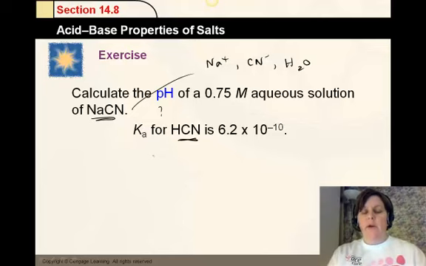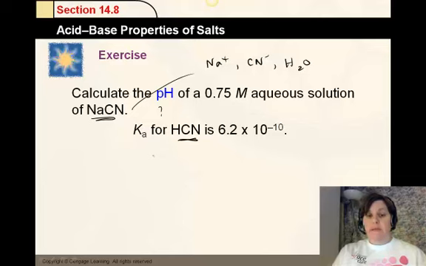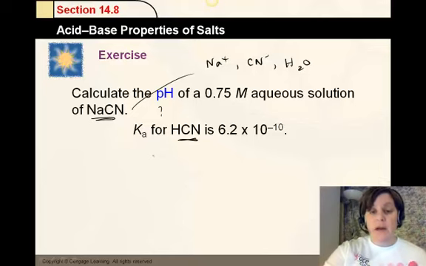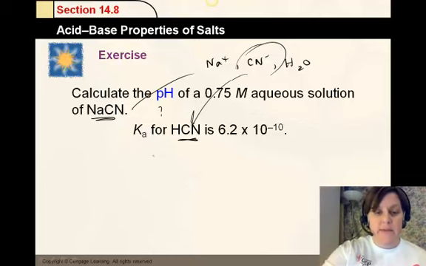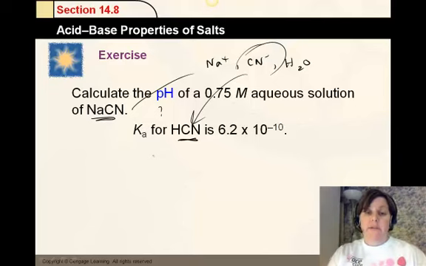So you have to figure out which one is going to be the major contributor of the pH here. And you might say, well, it's probably something with CN, because you'll notice they give you HCN down here. So that's a big clue as to which one's going to be the major species. If they only give you one Ka value, and you're going to have to use it, it's probably the one that contains that ion. So that's the first hint.